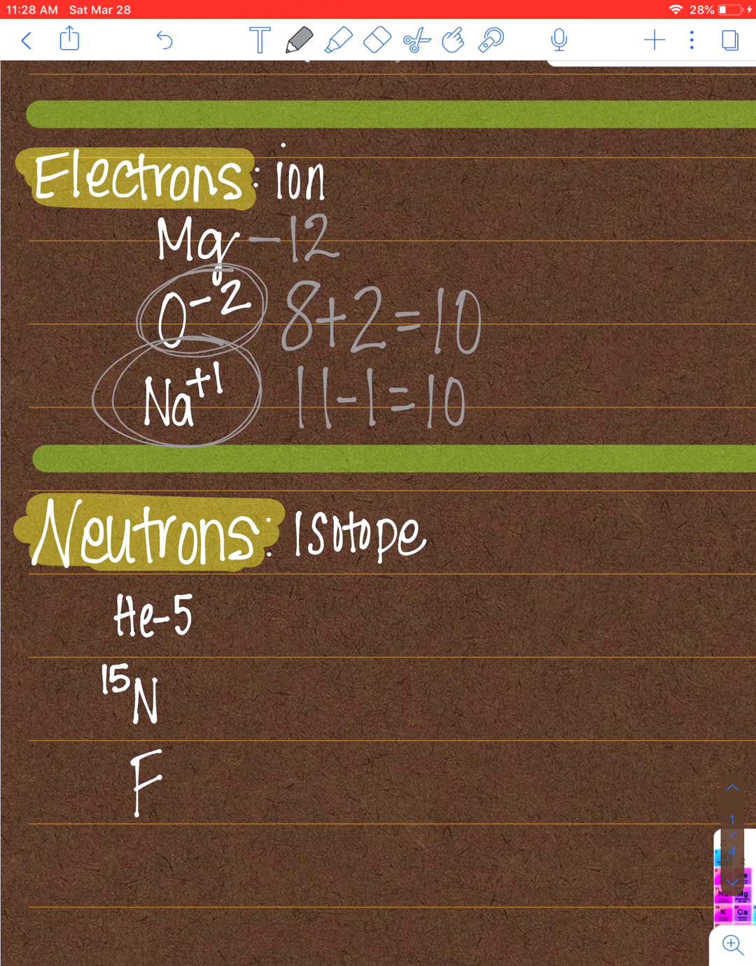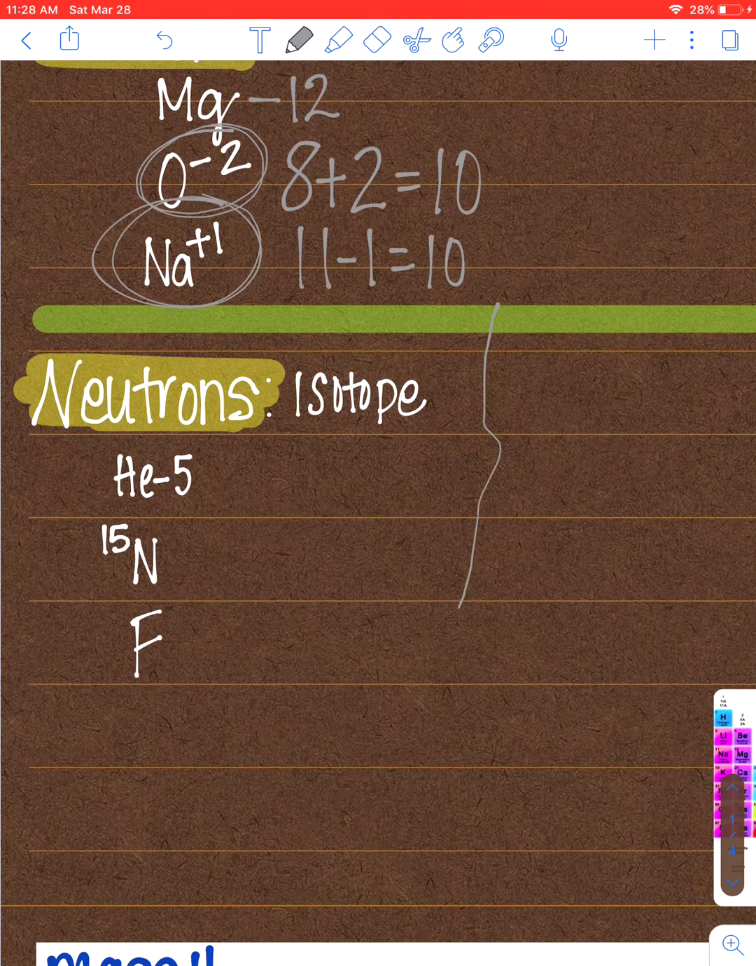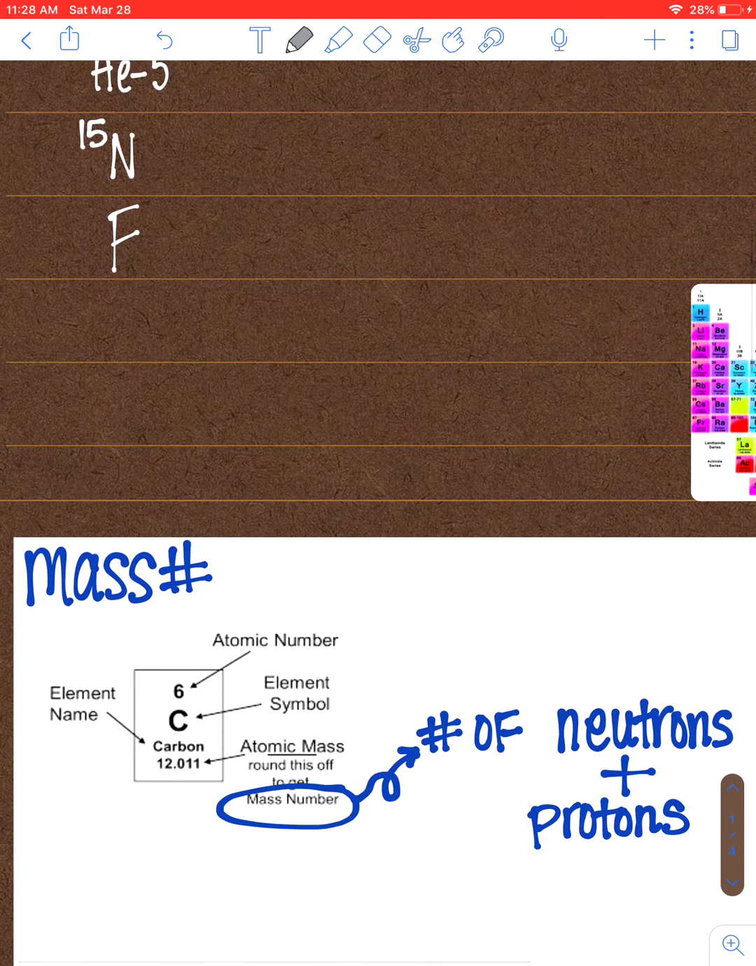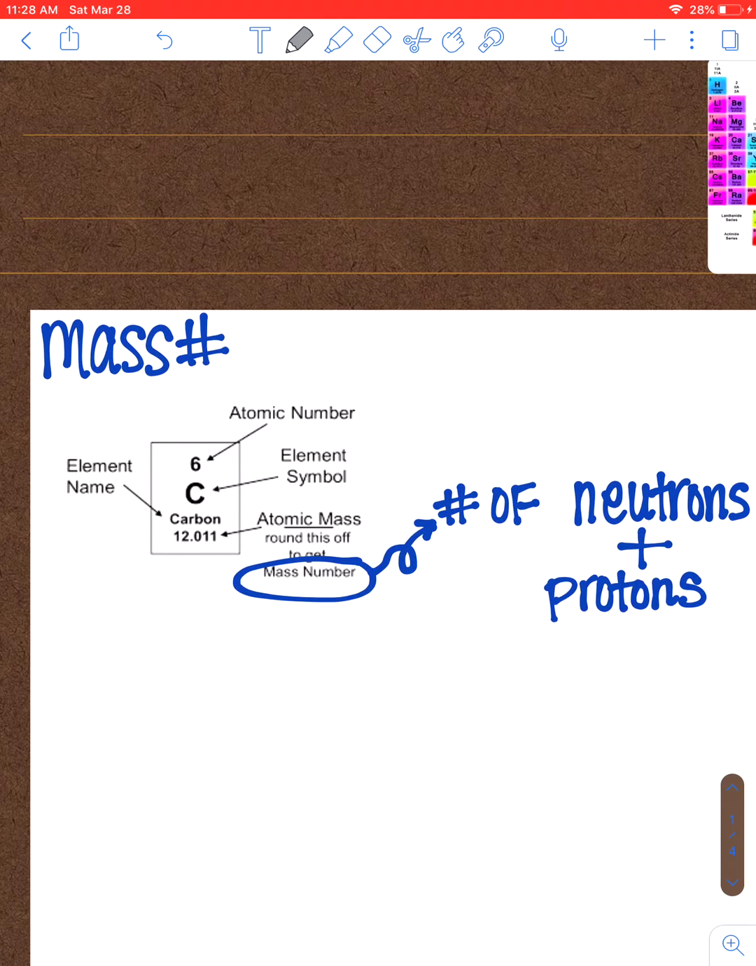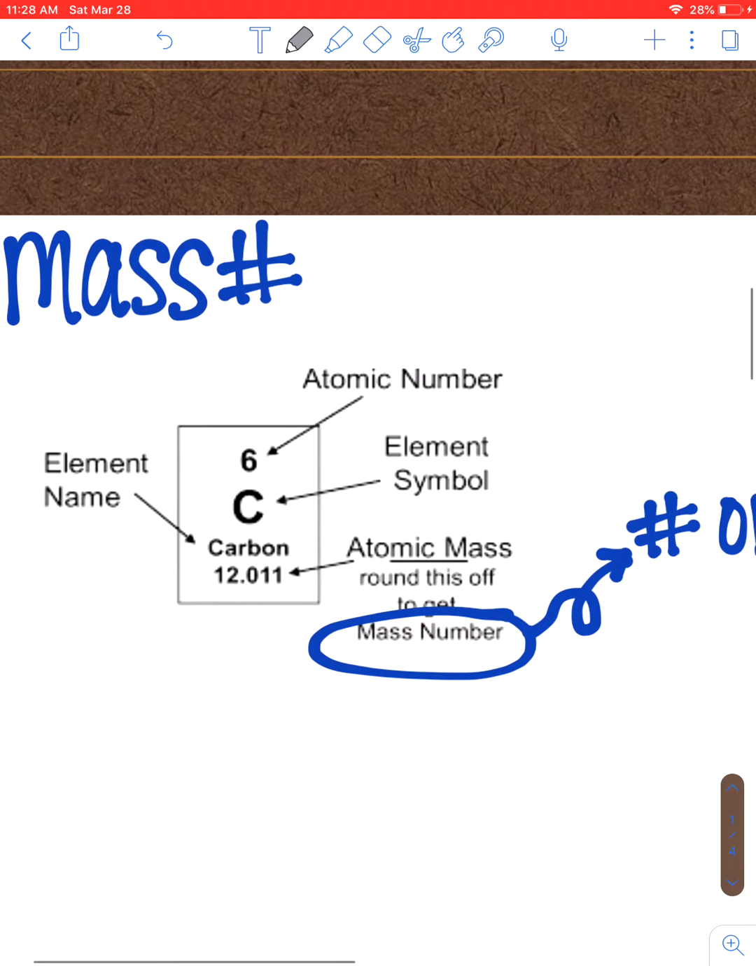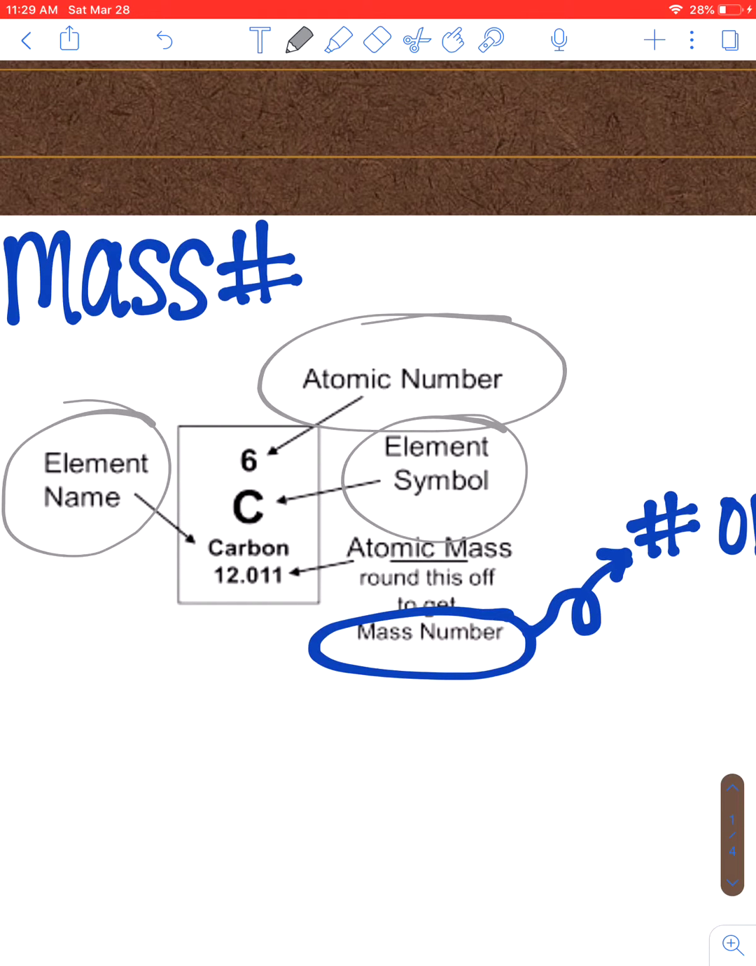All right, now before we get to the third thing you could be asked, and that is how many neutrons it has, we need to take a second and understand what the heck mass number means, because this is going to be a really important concept to understand. So if you take a look at a box off the periodic table, you will notice that, of course, as we've already talked about, there's the atomic number, there's the element name, there's the element symbol, and then below that is this thing called the atomic mass.